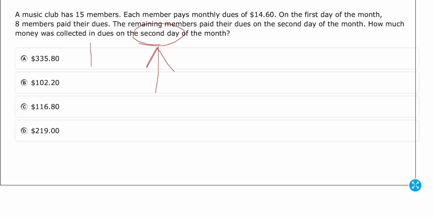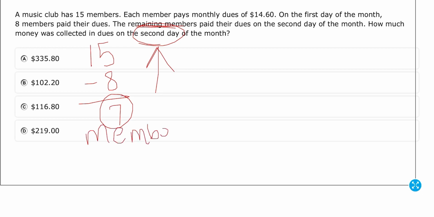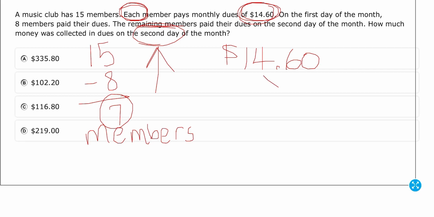Well, if we have 15 members, the key word there is remaining. So 8 of them paid it on the first day. So how many are remaining? 7 members. Remaining is a key word that tells you you're going to have to subtract. So we need to figure out how much the 7 members are going to pay. Well, it says right here, another keyword, each member pays $14.60. So if $14.60 is for 1 member, how do we figure out for 7 members?